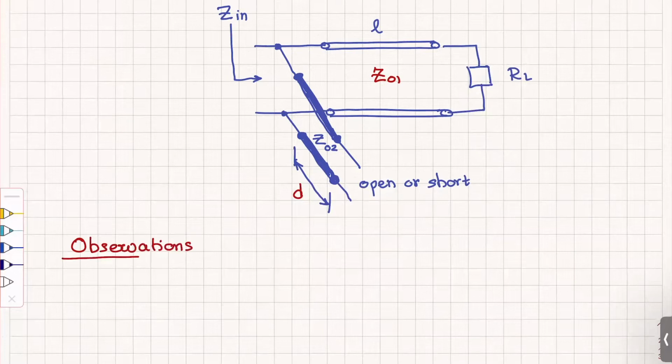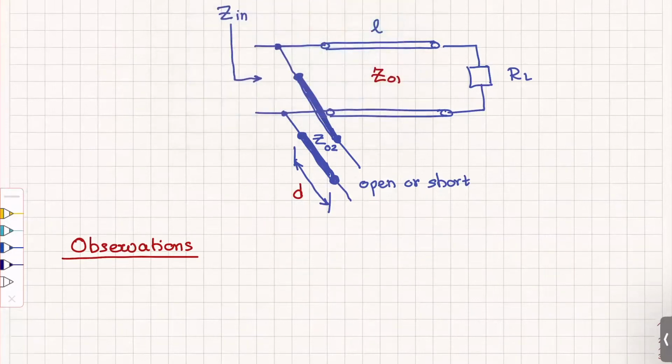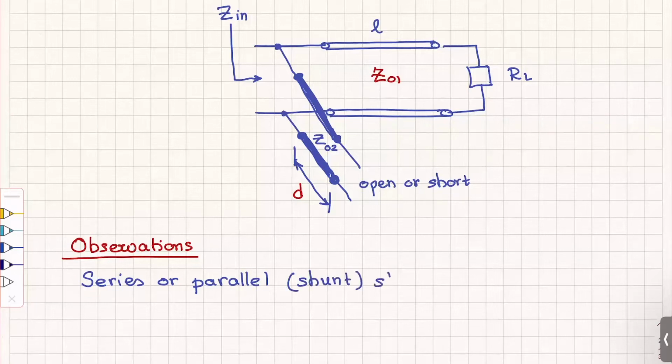I'll start with the simplest one. A series or a shunt stub. This is a shunt stub in parallel. So a series or parallel shunt stub can only add a reactive load.